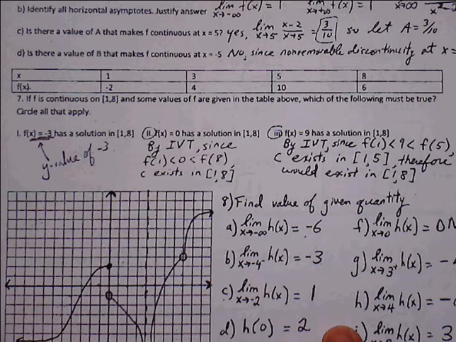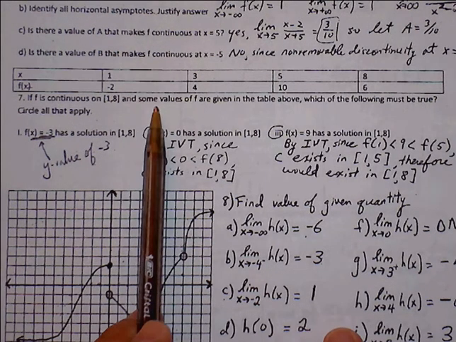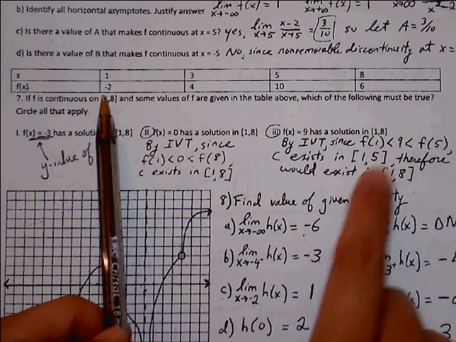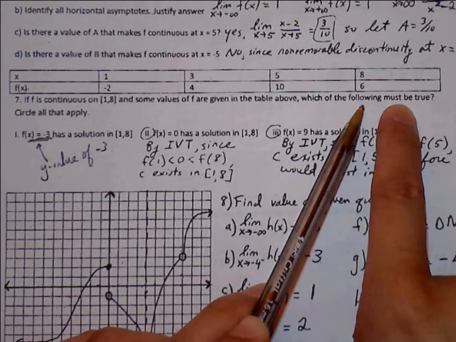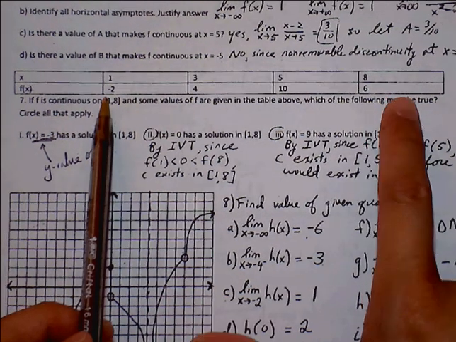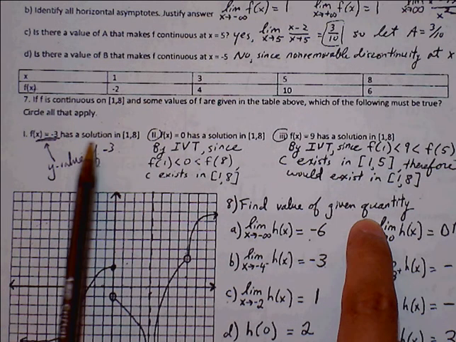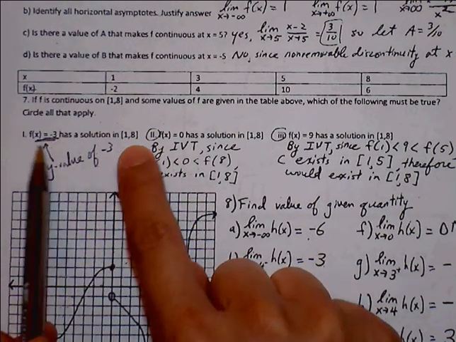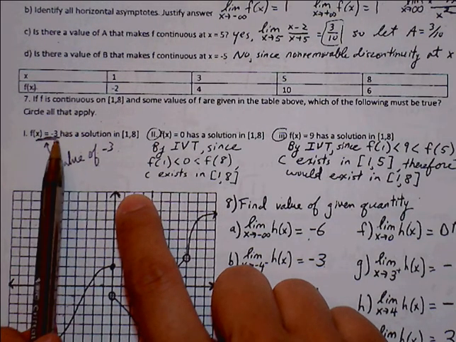Okay, number 7. If f is continuous on [1, 8] and some values of f are given, which of the following must be true? We have a continuous function, and we see some of the ordered pairs that exist along this function here. So circle all that apply. f of x equals negative 3 has a solution in the interval [1, 8]. It's asking whether we can guarantee that the graph will hit a y value of negative 3.